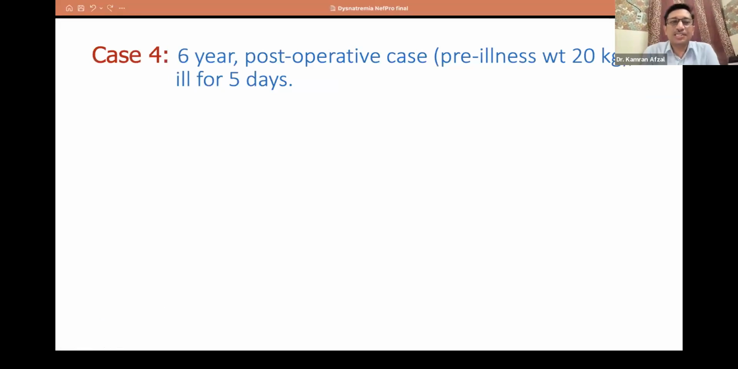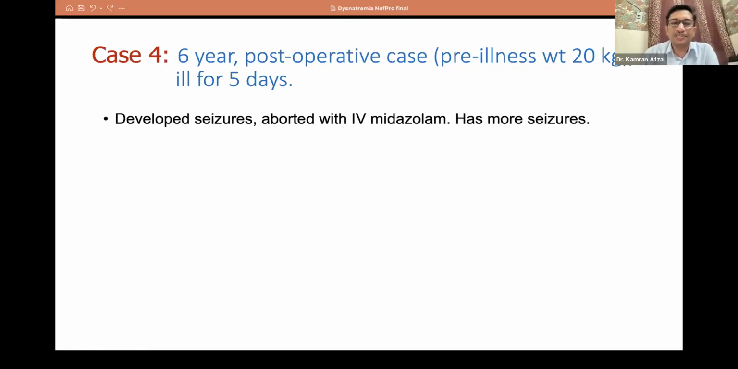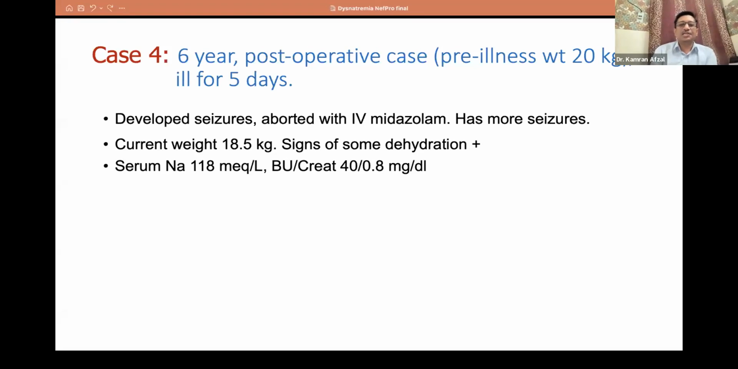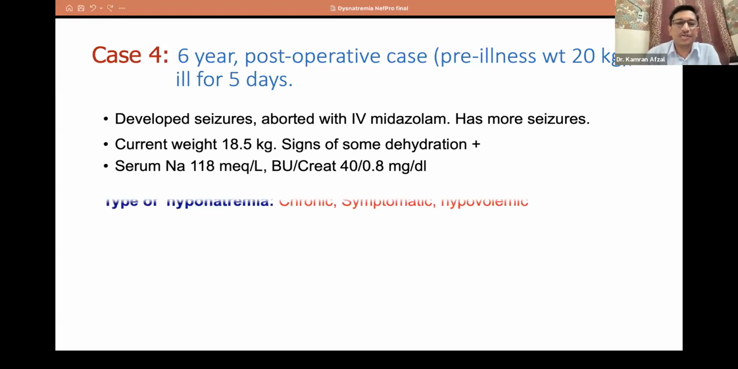Last case is a 6-year-old post-operative case who has a pre-illness weight of 20 kg and has been ill for 5 days. He developed seizures, which were treated with IV midazolam, and he then has more seizures. His current weight is around 18.5, so he has lost about 1.5 kg. He shows some signs of dehydration. His serum sodium is 118 and his blood urea is 14.8.